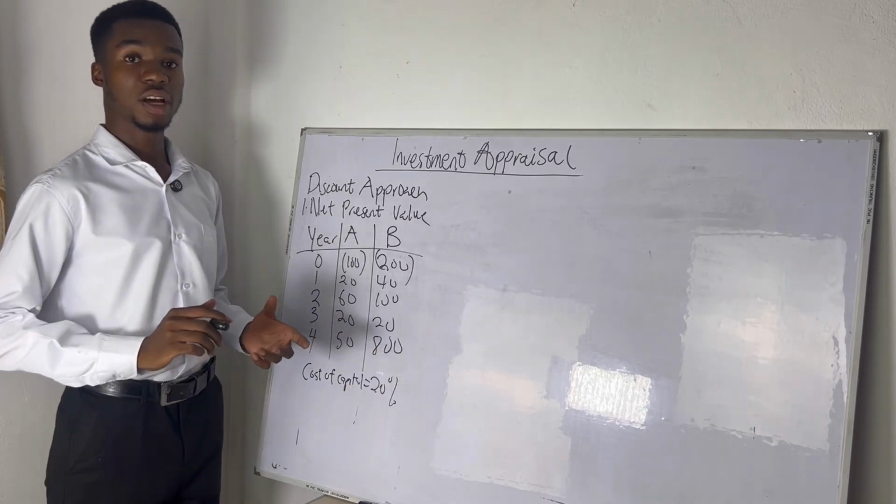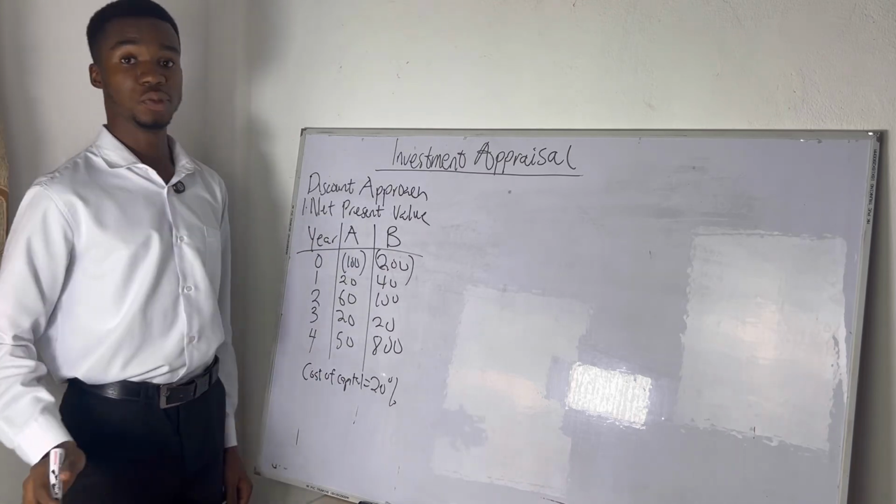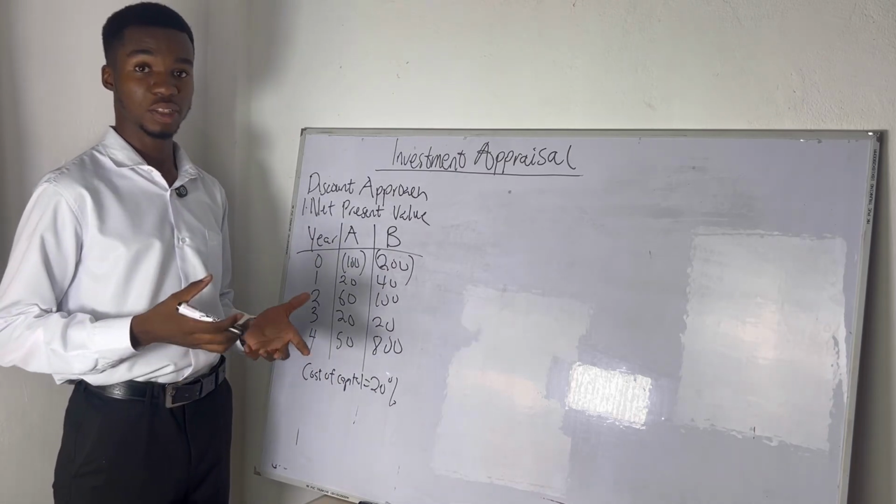Do you get it? Okay, so now let's find the net present values for all these. So I'm going to change all the values to present values so that we know how much you're actually going to get.